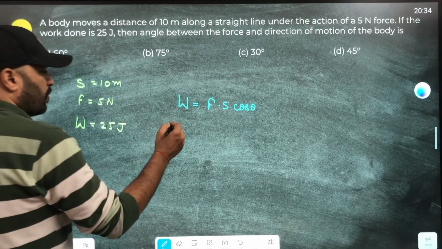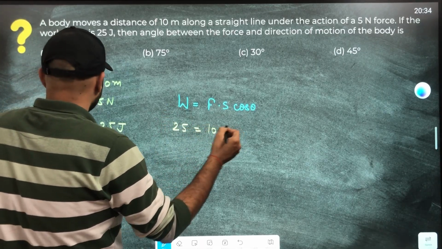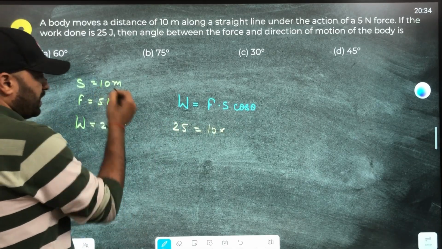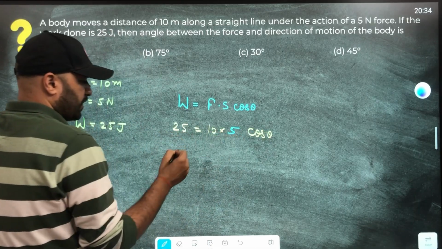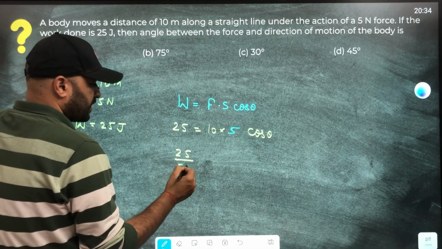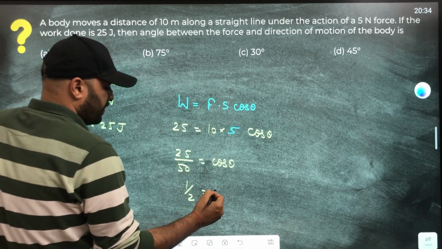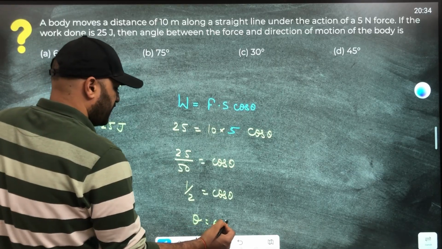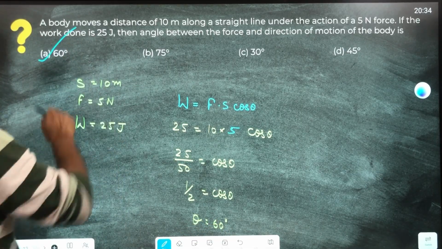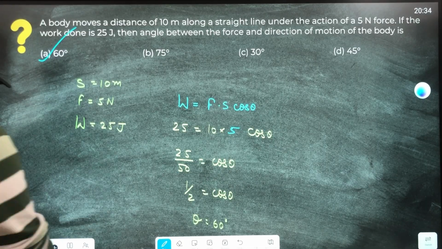Let's substitute. Work done is 25. Force is 5 and displacement is 10, into cos of angle theta. Let's take this 50 to the other side. It will be 25 by 50, that's equal to cos of angle theta. Now 1 by 2, that's cos theta. For what angle is cos theta half? Theta being 60 degrees, right? So our correct answer is 60 degrees. I hope this is clear. Let's see the next question.